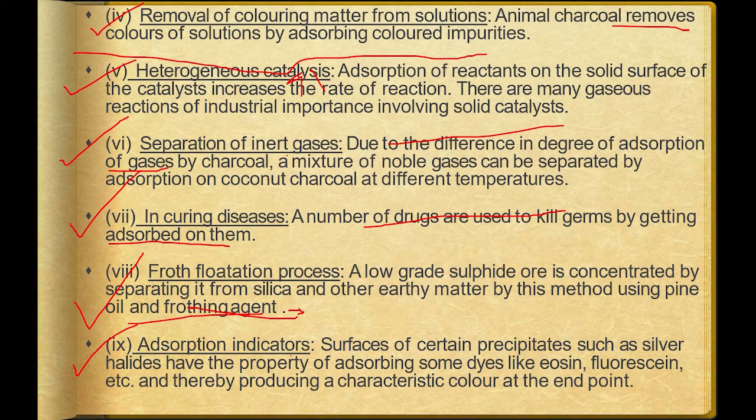Next is adsorption indicators. Surfaces of certain precipitates such as silver have the property of adsorbing some dyes like eosin, fluorescein, etc., and thereby producing a characteristic color at the end point.